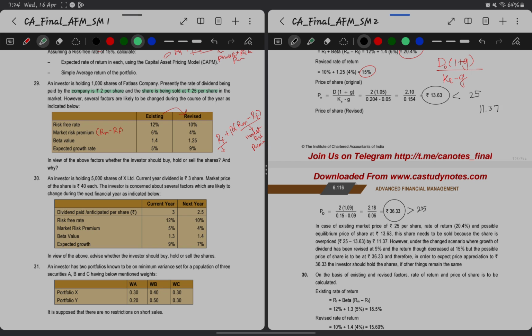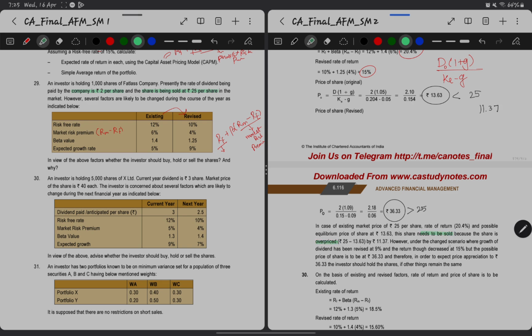Now ICAI has also given the same thing. In case of existing market price 25 per share, the rate of return 20.4% and the equilibrium price of share at 13.63. This share needs to be sold because the share is overpriced. So same thing, needs to be sold currently as it is overpriced.